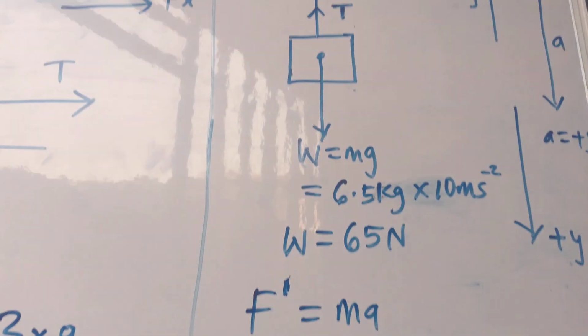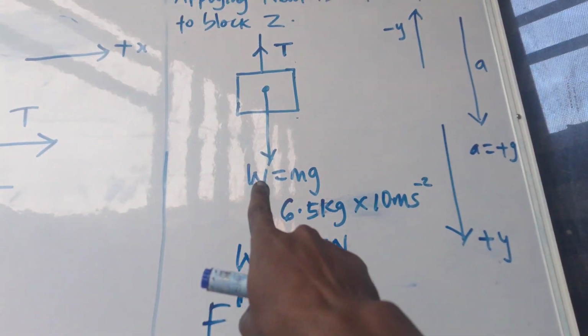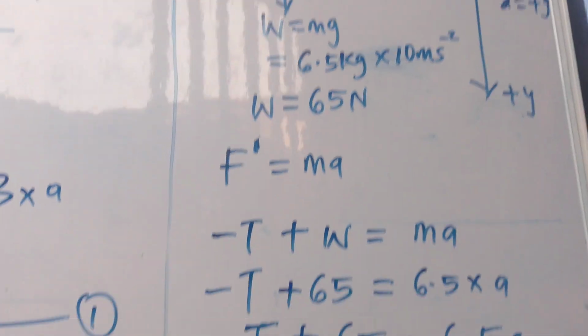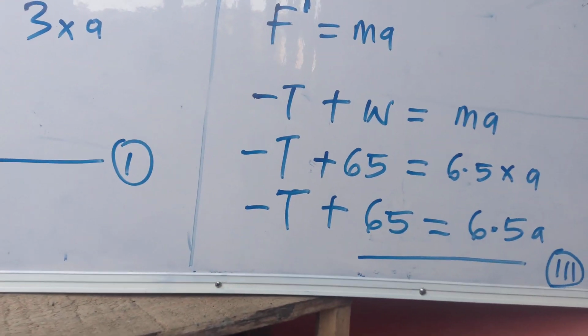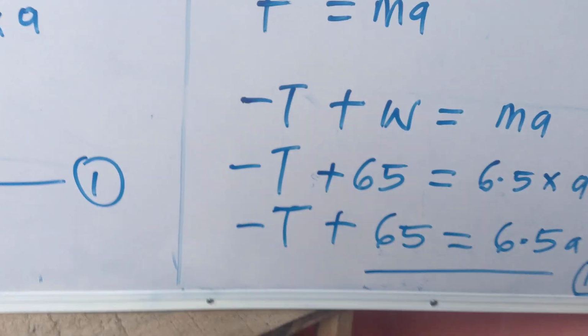Minus T is upwards, negative. The weight coming downwards is positive. That's minus T plus W equals ma, which is minus T plus 65 equals 6.5a. Alright. Now what's the next thing I'll do? I'll solve simultaneously.